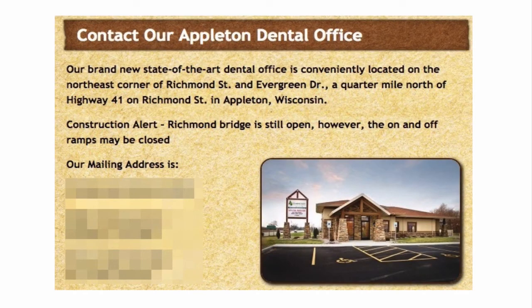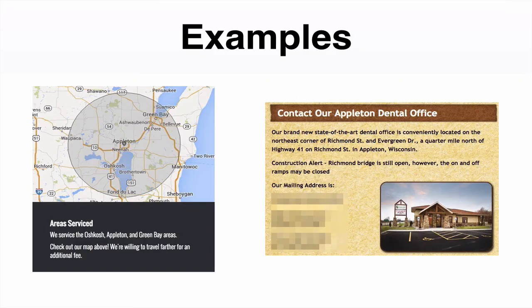Now, if they had an office in Green Bay and Oshkosh, that header would say, contact our Oshkosh dental office or our Green Bay dental office. And they would change the address in the body copy to those locations. And that would help them rank better online. Plus, it would also ensure that their customers in those areas go to the right place. In the same way, you should also make sure your contact page includes these elements.